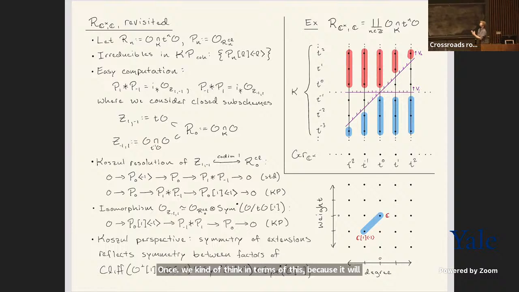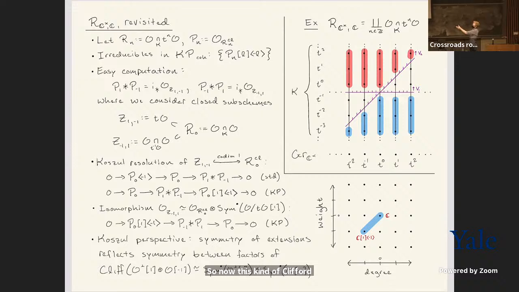So now this Clifford algebra is a very simple case. It's really just a tensor product of two symmetric algebras. I have infinitely many generators in bidegree (1,1), and then infinitely many other generators in bidegree (-1,-1). And these two simple objects, P0 and the shift of P0, as representations of this algebra, are just one-dimensional representations, but in these different bidegrees.